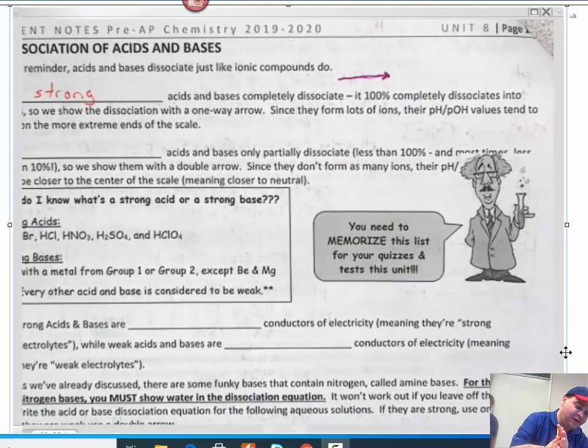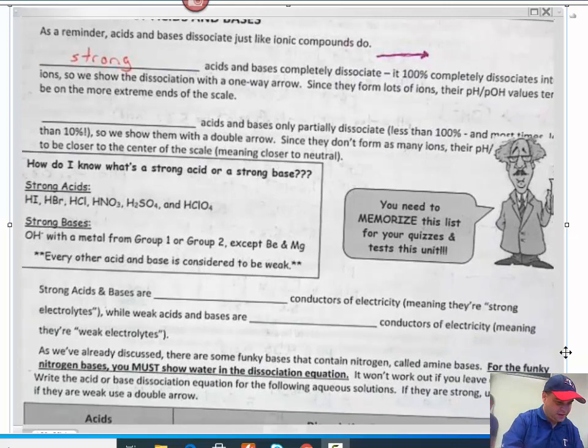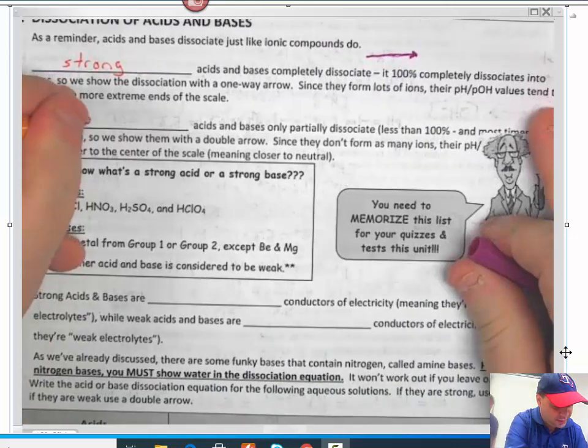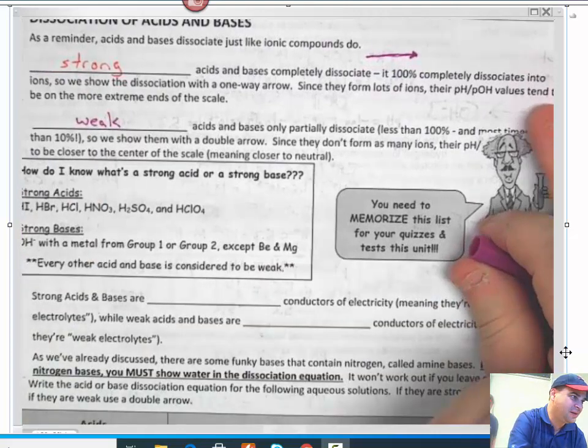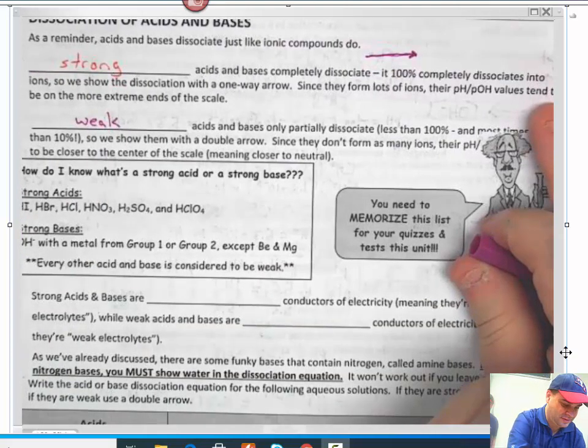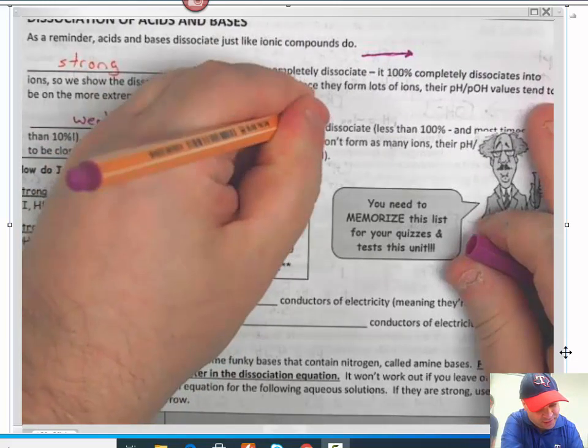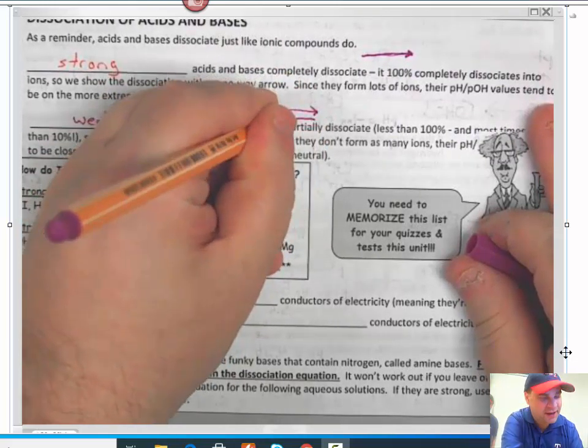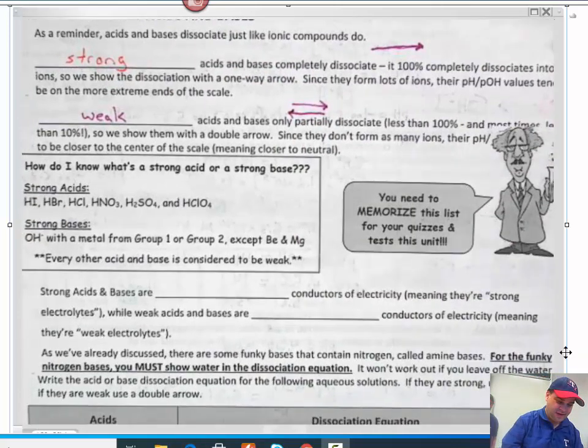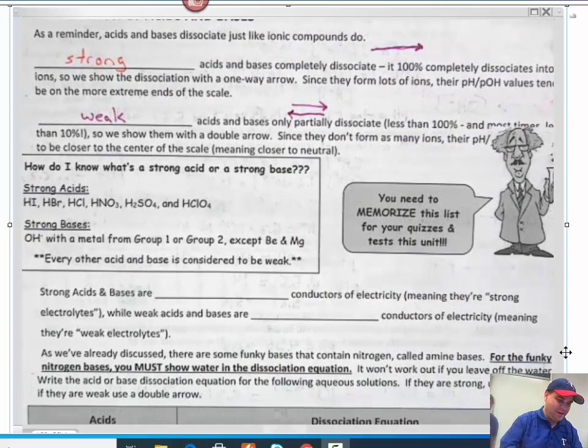Since they have lots of ions of H pluses and OH minuses, and they dissociate 100%, that is what makes them strong. As opposed to weak acids and bases, these partially dissociate, which means that these are in equilibrium. So we need to use the forward and backward arrows for weak acids and weak bases. Okay? These do not have 100% H plus and OH minus in it. Usually it's less than 10%. Okay? And these are usually closer to neutral. So pHs are closer to 7.